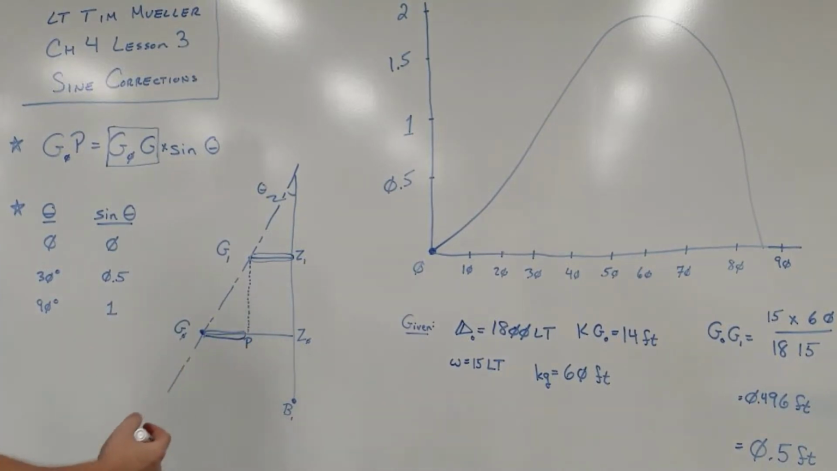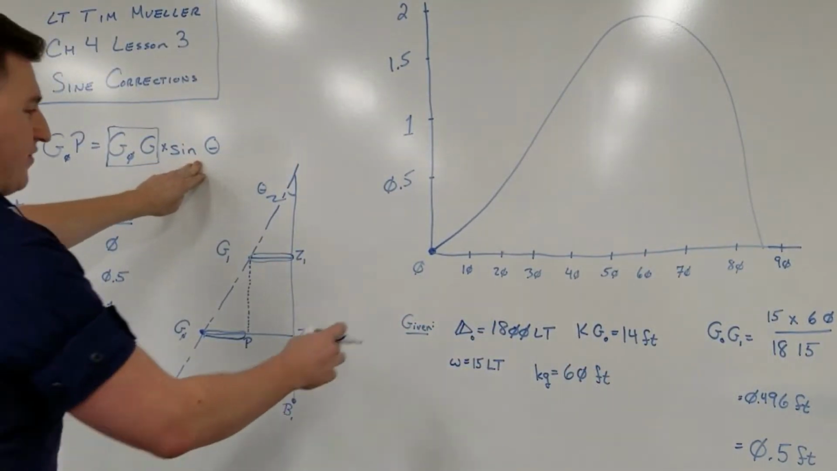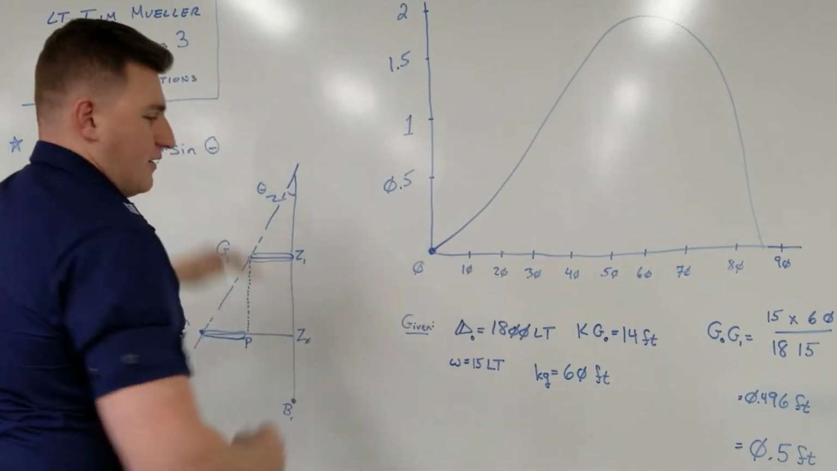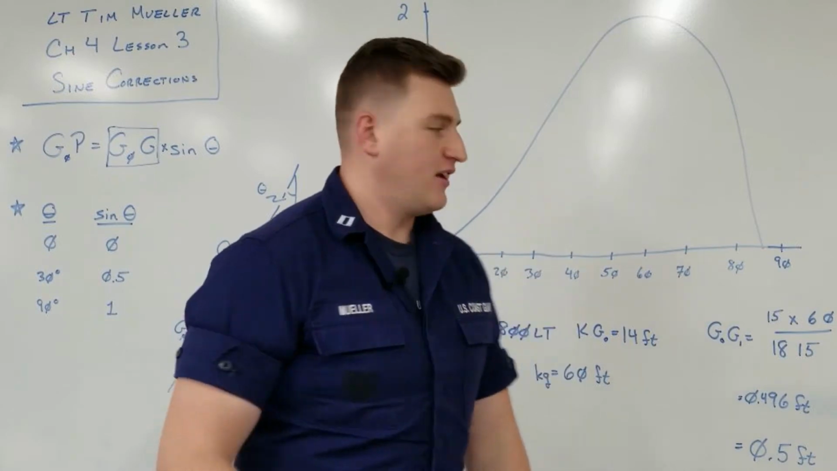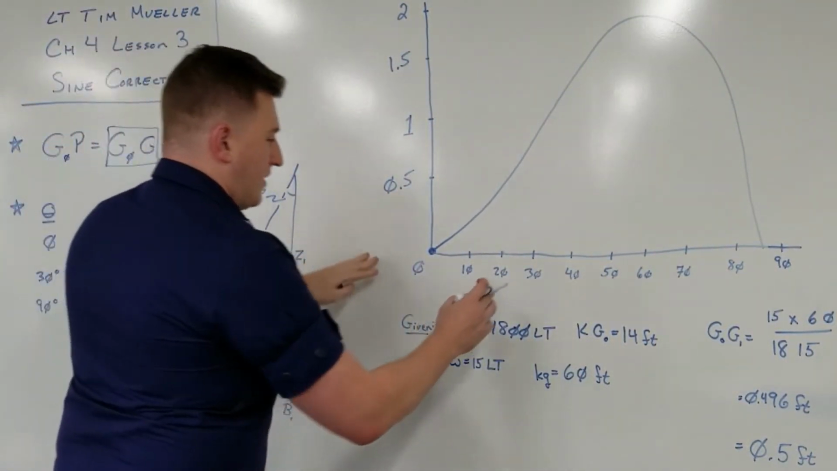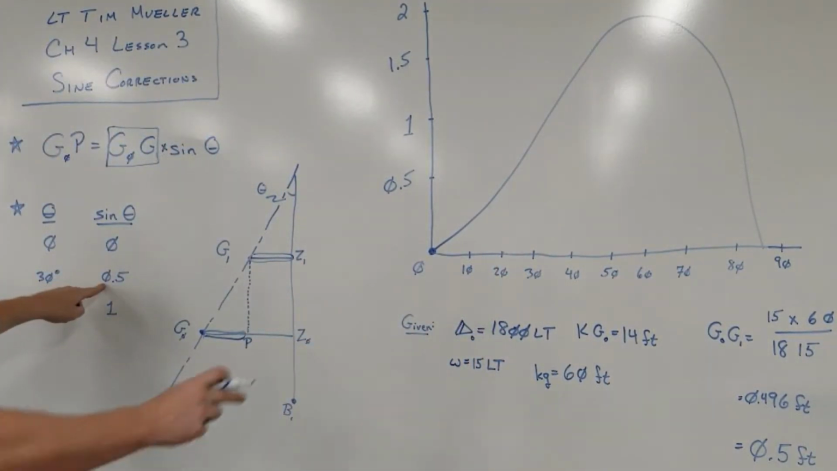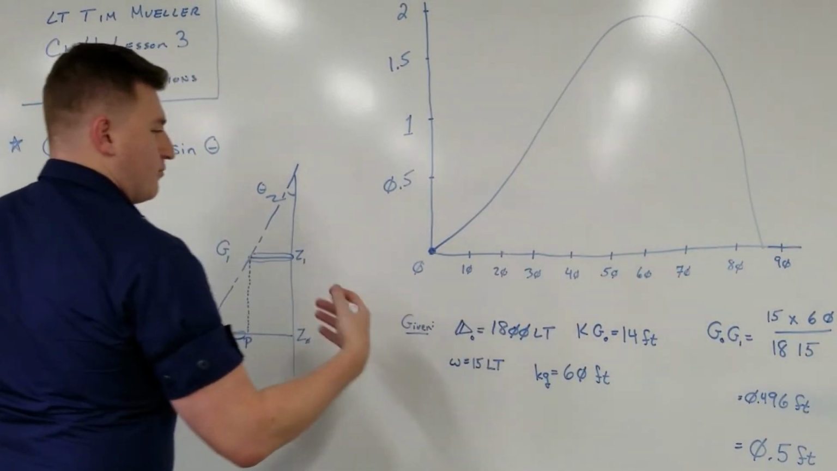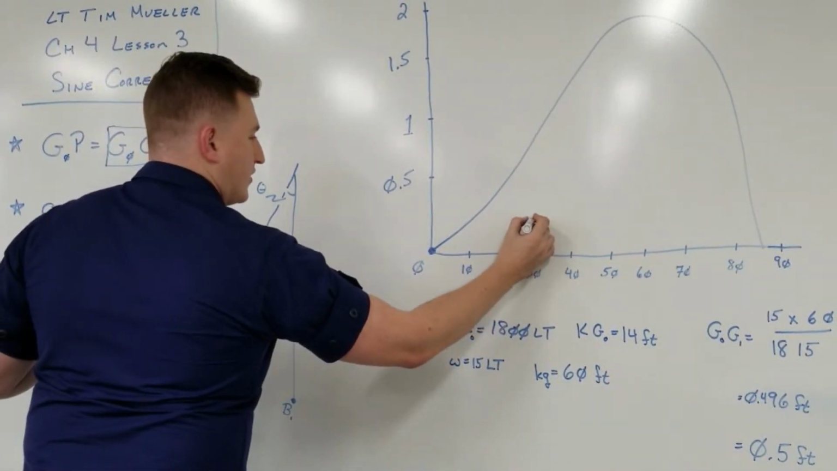Next, we go to 30 degrees. At 30 degrees, sine theta equals 0.5. If this here is 0.5 feet, and sine theta at 30 degrees is 0.5, all we do is multiply 0.5 by 0.5, and we get 0.25. I've changed up the axis scale here, because this is a different ship. So at 30 degrees, I take half of GG1, so 0.5 times 0.5 is 0.25. At 30 degrees, I have 0.25.